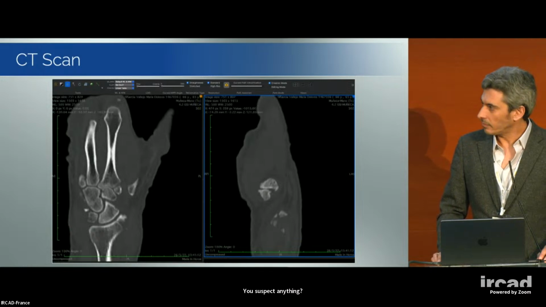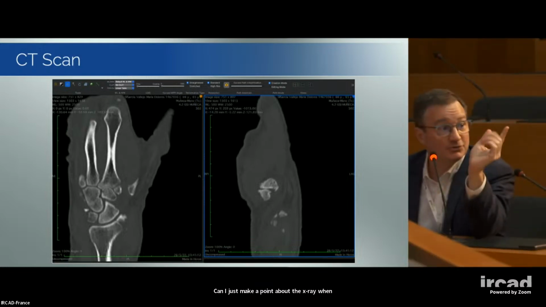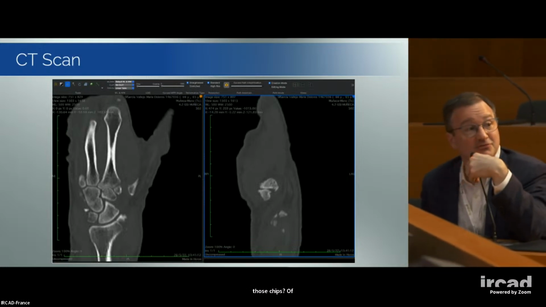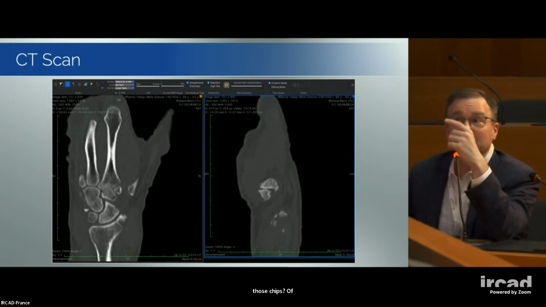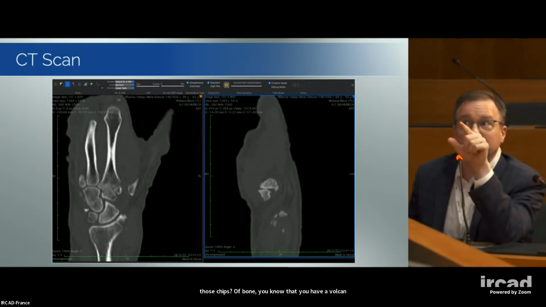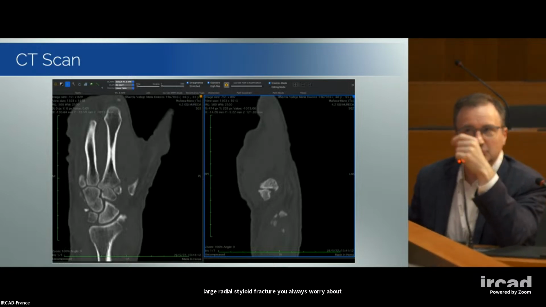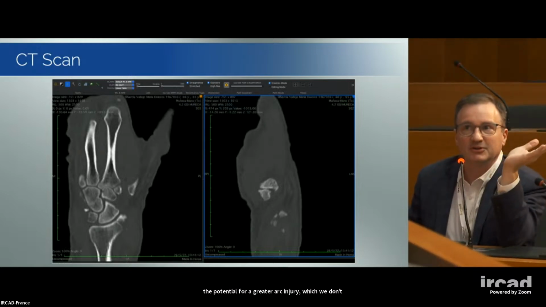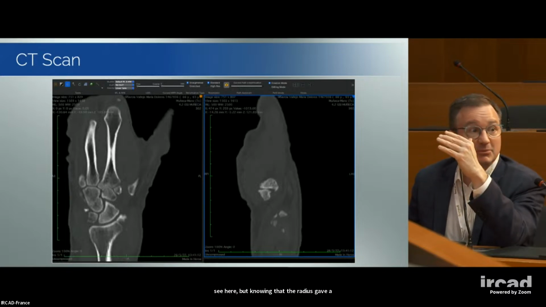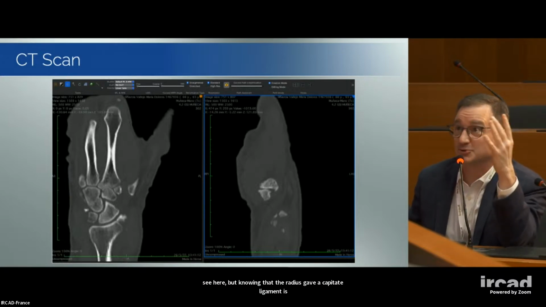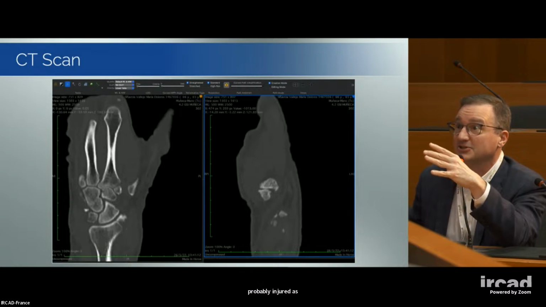Can I just make a point about the X-ray? When you see all those chips of bone, you know that you have avulsion of the volar carpal ligaments. And when you see the large radial styloid fracture, you always worry about the potential for a greater arc injury, which we don't see here, but knowing that the radioscaphocapitate ligament is probably injured as well. So I'm surprised that the carpus hasn't dislocated.